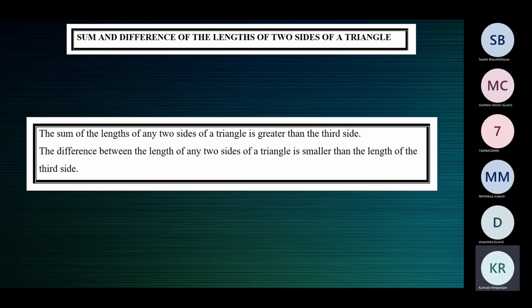So we know a triangle has three sides. When you take any two sides, the length of any two sides, not the angle, and add the lengths of these two sides, the sum will always be greater than the length of the third side. Right?